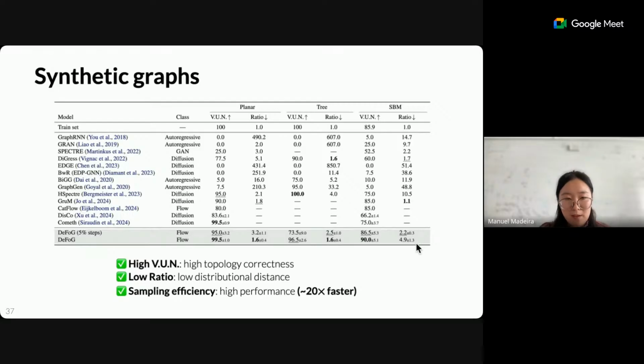Another important thing to remark is that we also have the result of DeFog with only 5% of the generation steps. This means we actually accelerate the sampling by a factor of 20. So here, with only 5% of steps, we still have high performance. For example, on the planar dataset, we reach 95% of planarity, which surpasses almost all the previous models.